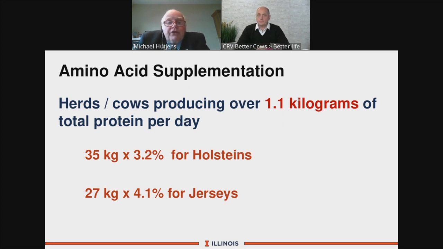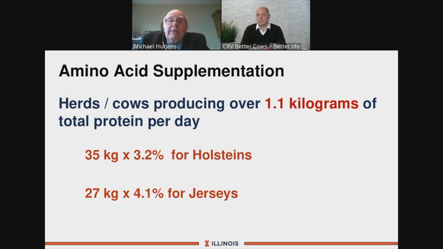And I'm going to look at those herds and cows that are producing over 1.1 kilograms of total milk protein per cow per day. That's my guideline. That's when I certainly would be looking at my model to ask, would my cows benefit from adding rumen-protected histidine or lysine, methionine, or other amino acids?